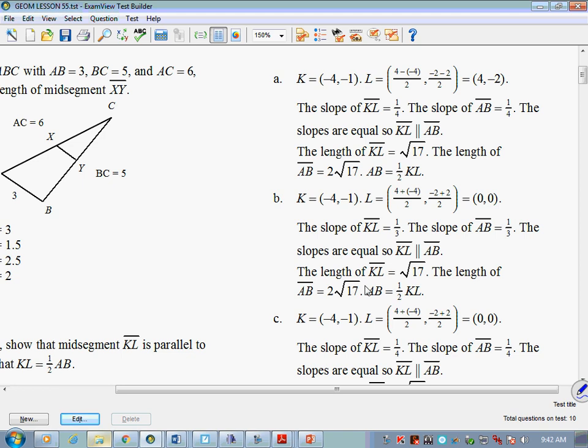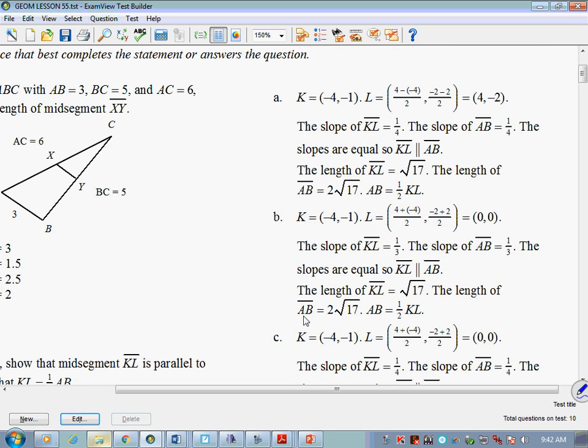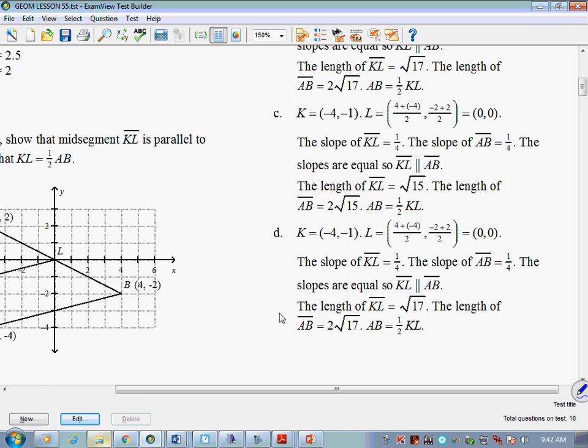Notice on the very first line, they're looking for the coordinates of L. What are the coordinates of L? Should be 0, 0. Is A correct? No, right? They give me coordinates of 4, -2 for L. I want to go down to D and pay really close attention. D has the right coordinates for L. That's the only difference. They had all of our other work right. Okay, it'd be very easy to get that question wrong on a test.